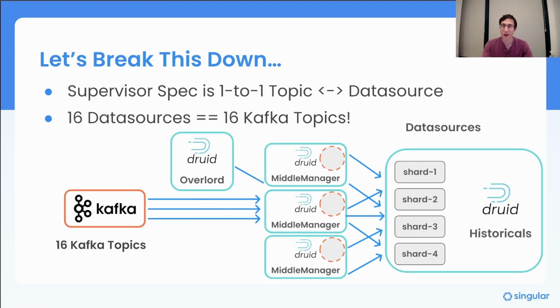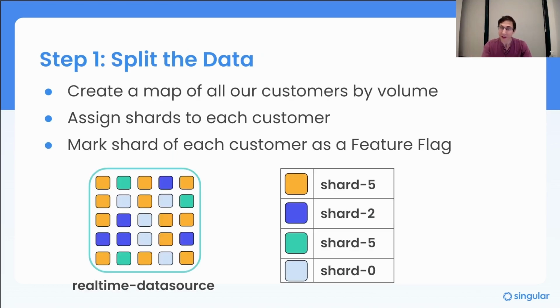Now, if we want to split our customers into different data sources, or into different shards per se, what we have to do first is obviously split the data. We need to create a map of all of our customers by volume and then assign shards to each customer and mark the shard of each customer as some kind of feature flag. And we did this all through code and through scripts. And you can see here that the yellow customer is assigned to shard 5, the blue customer is assigned to shard 2, green to shard 5 as well, and so on.